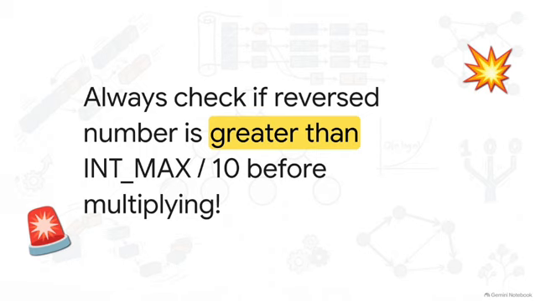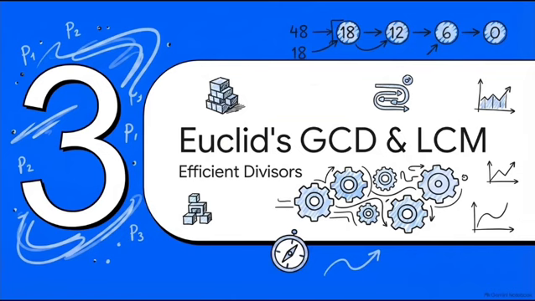So right before you do that multiplication step, you absolutely must check if your current reverse number is already greater than int_max divided by 10. If it is, return 0 immediately, because going any further is going to break your code. All right, on to section 3, Euclid's GCD and LCM.